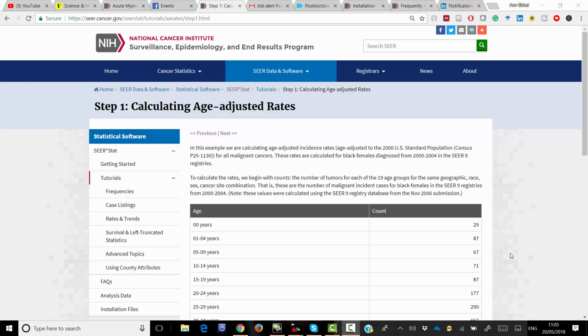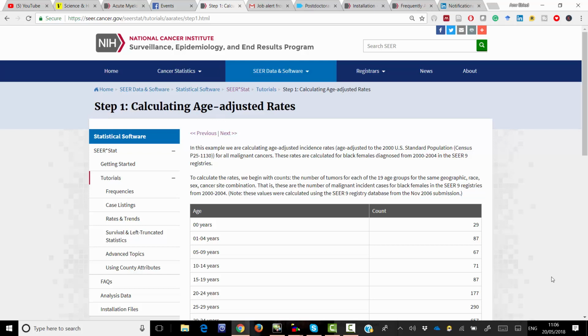So look at this video as an introduction to how to calculate specifically the age-adjusted rates, because the crude rates and the age-specific rates are just for your knowledge. But if you're going to compare the cancer incidence rates between two populations, or within one population across time, the age-adjusted rates will be the most important.